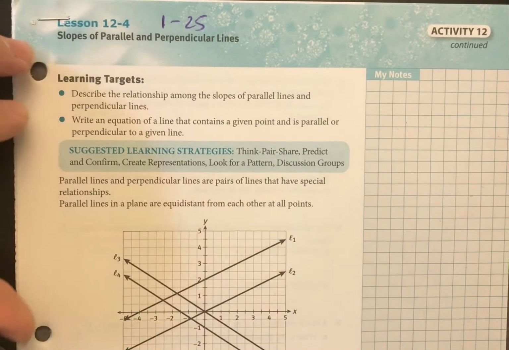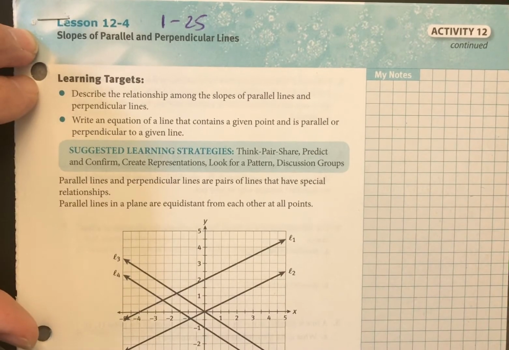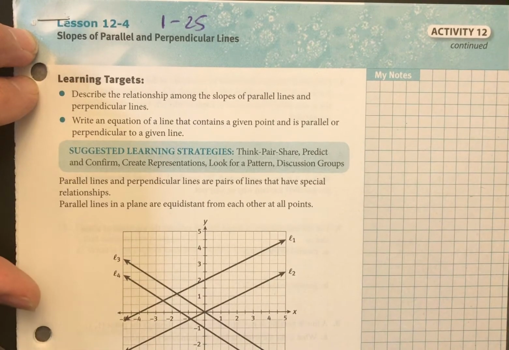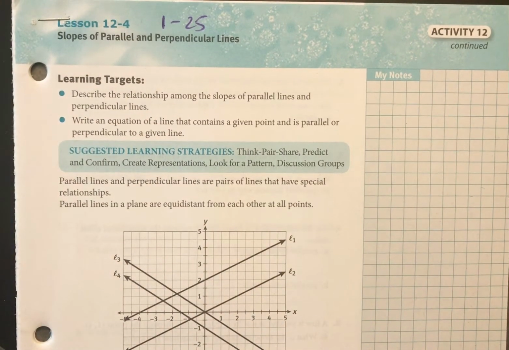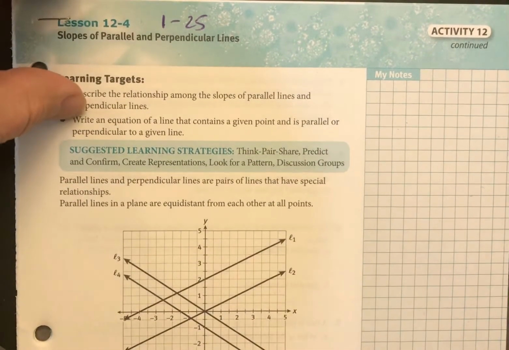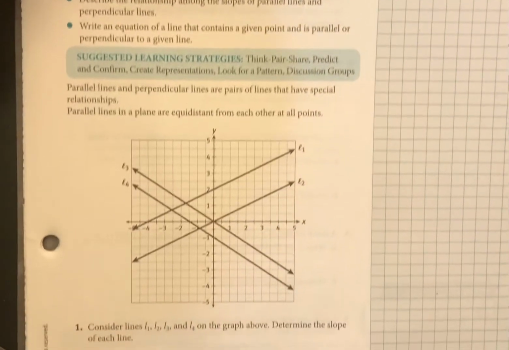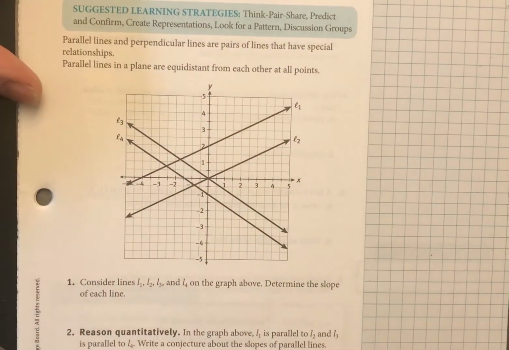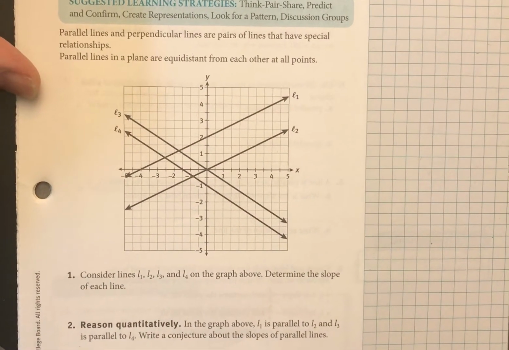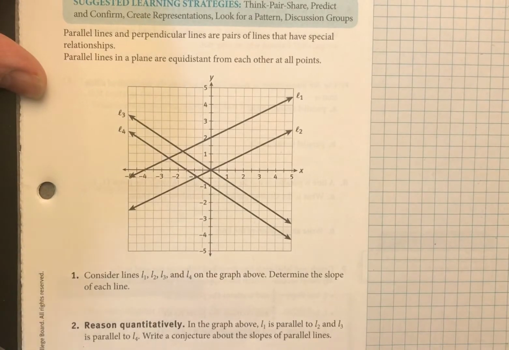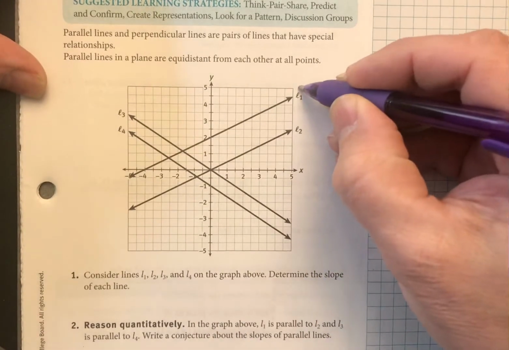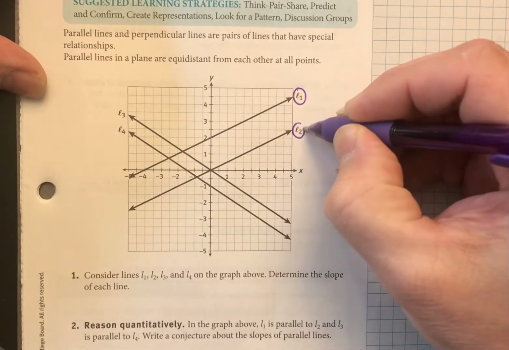Lesson 12.4 is a study of the relationship between certain types of lines. I'm going to start with the graph and jump in right away to question number 1. Notice that we have L1 and L2.